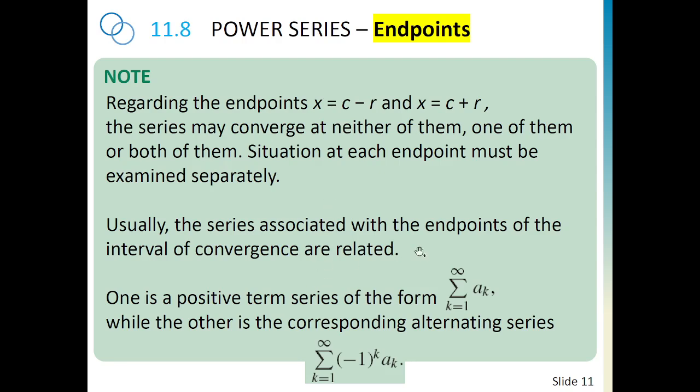Now what we will observe also is those series at the endpoints, they are linked. One of them will have this general form and the other one will have alternating version of it. So this is just a common occurrence, so it's good to just realize when we plug one of these endpoints might get this series, and if we plug the other one, we will get alternating version. So that's what's going to happen most of the time.